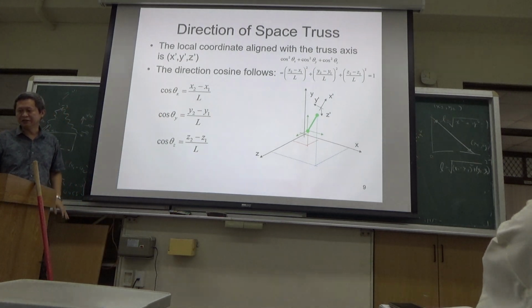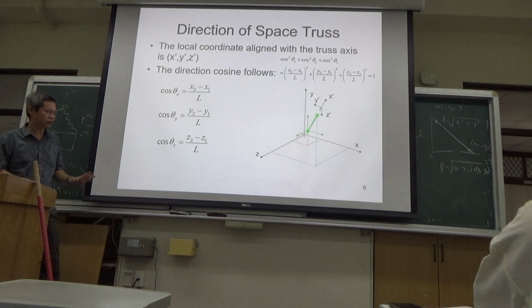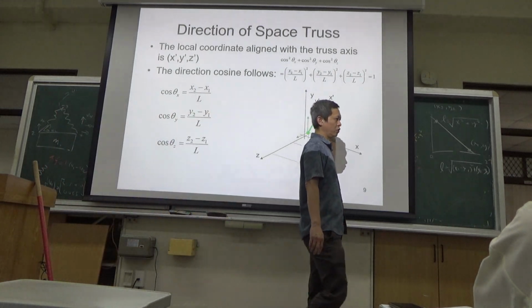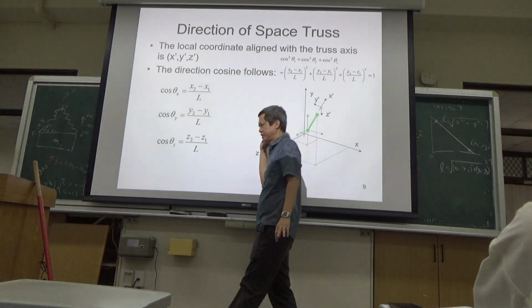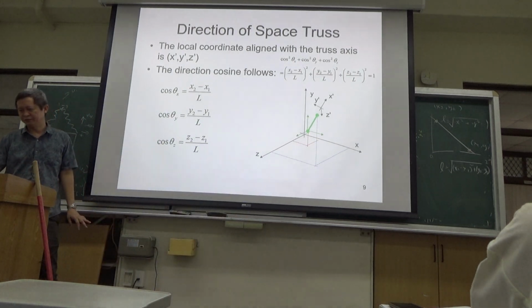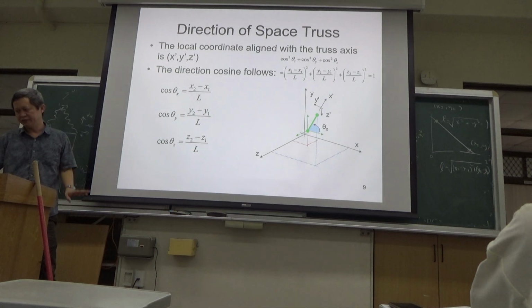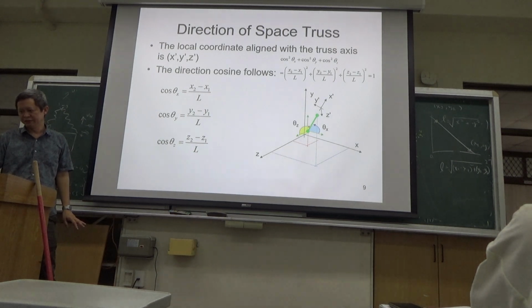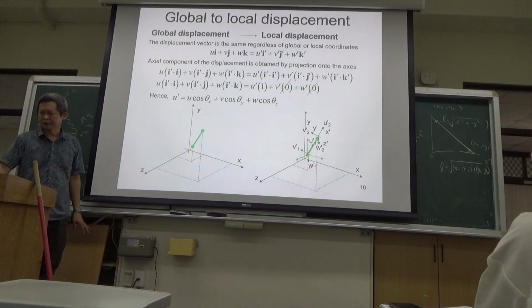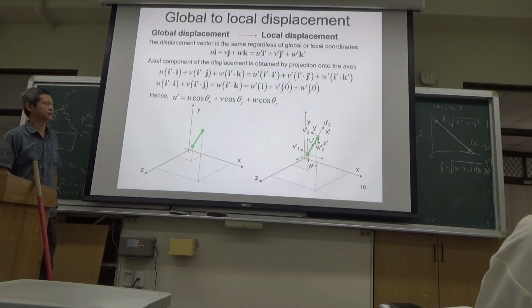In terms of calculation, it's very simple. So long as you know the two coordinates, the directional cosines can be calculated using this simple formula without really seeing the geometry. Okay. And then next, how about the displacement field?